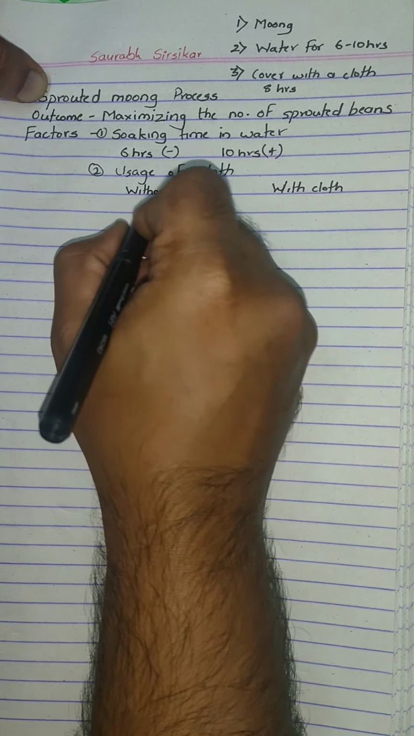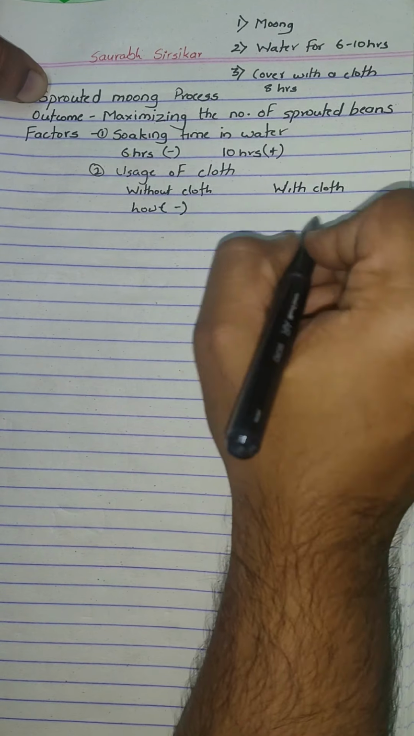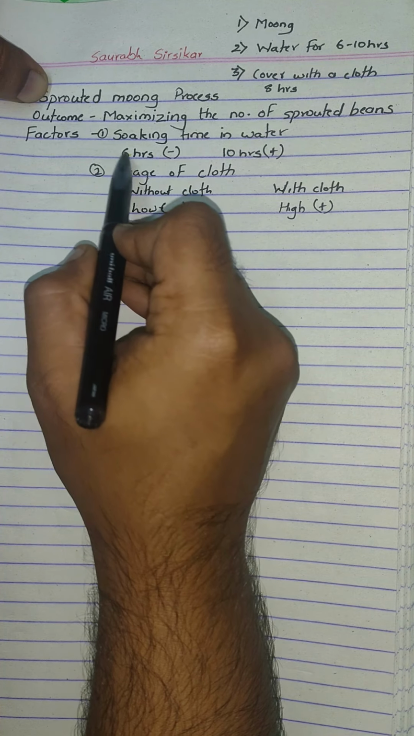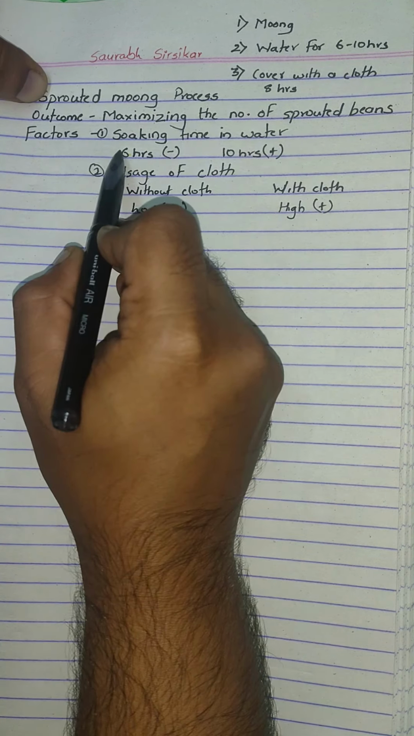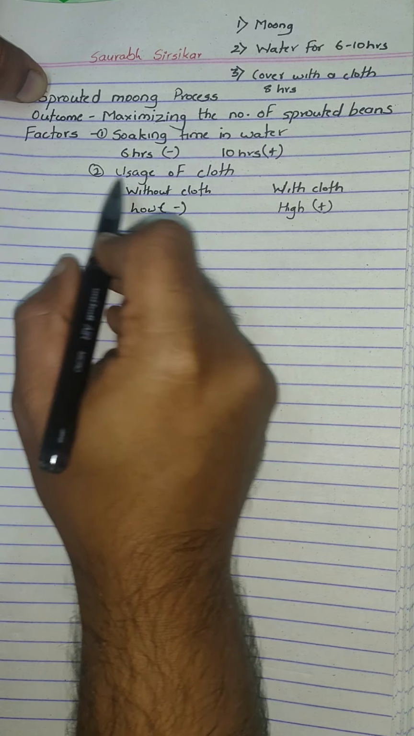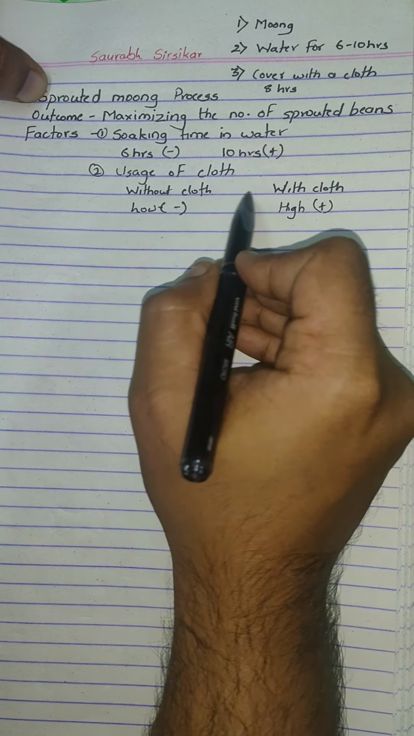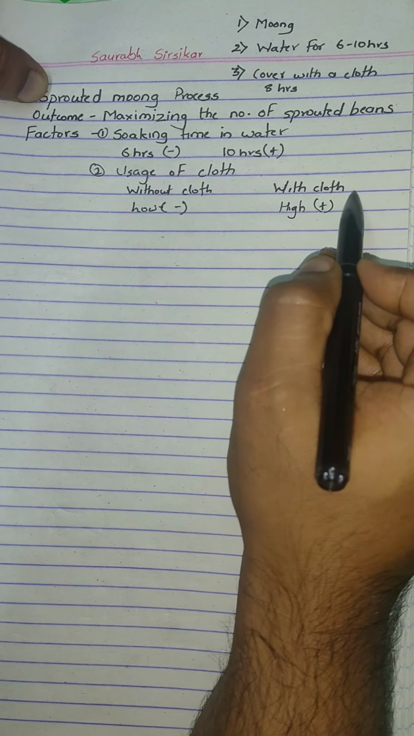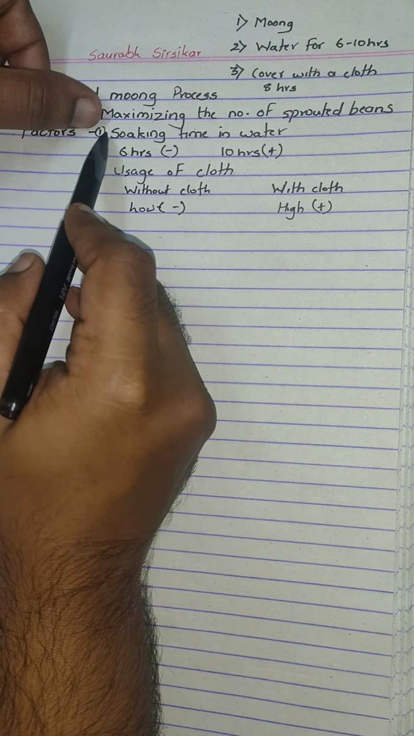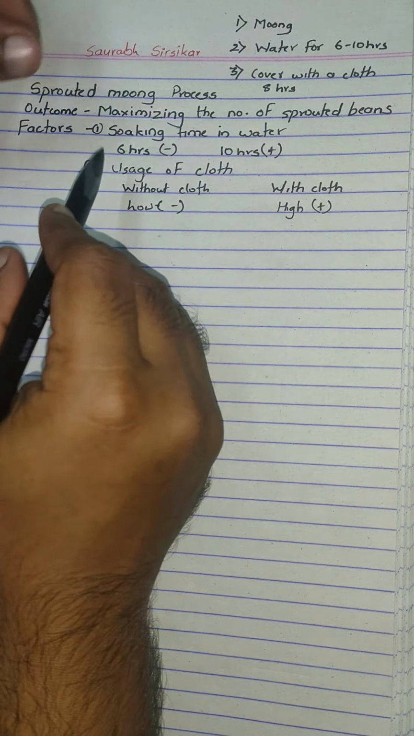Let's say this is our low level, so I will denote it with a negative sign, and this is our high level. The first was a numerical factor where you assign numerical values to the levels, and this is known as a categorical factor. Here you cannot assign numerical values, you have to give the category, that is without cloth or with cloth. These can also be called quantitative factor and qualitative factor. These are some different words used in different books.